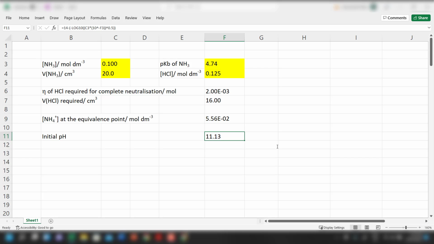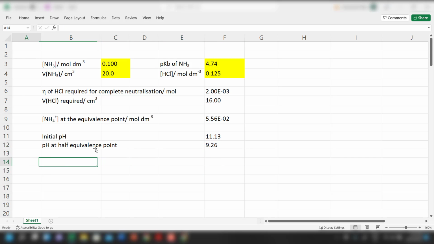The next thing you want to ask yourself is, does this make sense? Of course, because it's a weak base, we are not going to expect the pH to be close to 13 or 14. So 11.13, about 100 times smaller, I think that's fine. Then what about the pH at half equivalence points? This can be done quite easily. That simply equals 14 minus the pKb, so that should be 9.26.